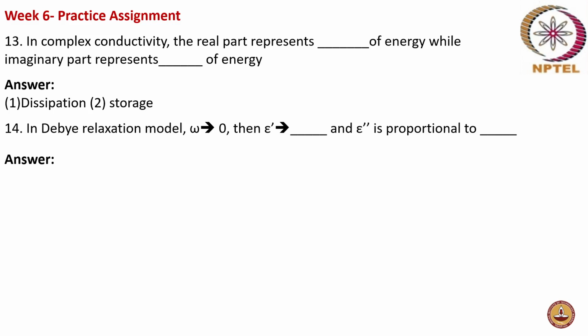In the Debye relaxation model, if omega tends to 0, then epsilon prime tends to what? And epsilon double prime is proportional to what? Do you remember the plot? Plotting and all were done and then it was shown. Ma'am, epsilon prime tends to epsilon S. Okay.